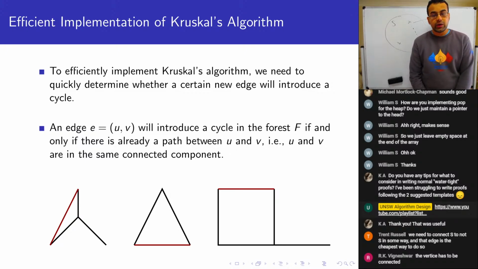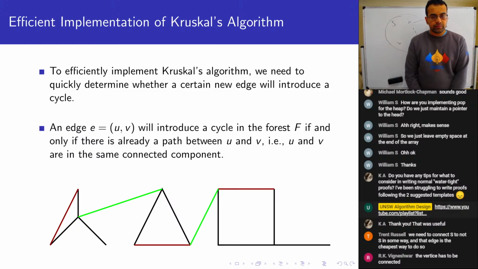The 3 edges marked in red are all bad edges to add because they create a cycle. And the reason for that is they join 2 vertices that are already connected by a sequence of other edges. They're already in the same connected component. However, edges that go between 2 different connected components, like these ones, these are fine. If you add either of these 2 edges, you join 2 different connected components, and therefore you don't make a cycle. Any questions about that?